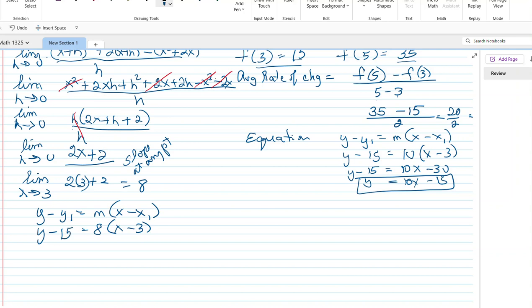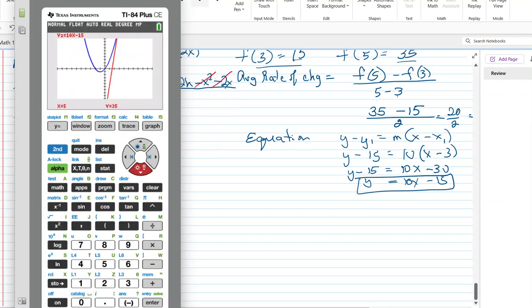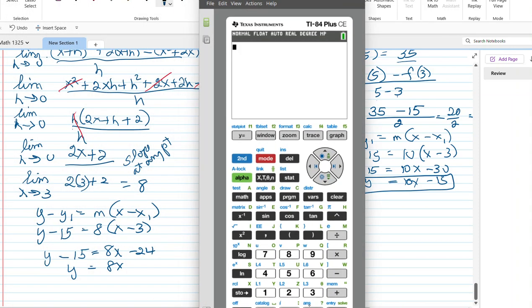So I'm going to do some math. I'm going to add 15. I'll do that on the calculator just to make sure. Second quit, by the way, gets us on the home screen. So I had, what did I have there? Negative 24 plus, because I'm going to add the 15, negative 9.